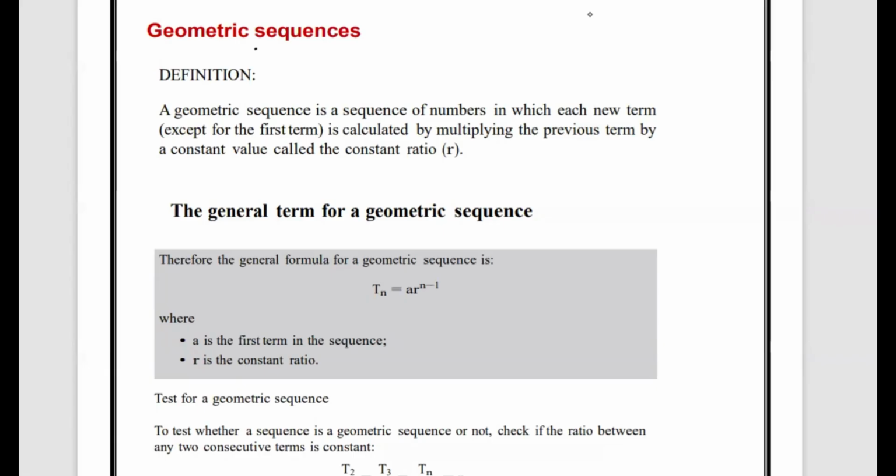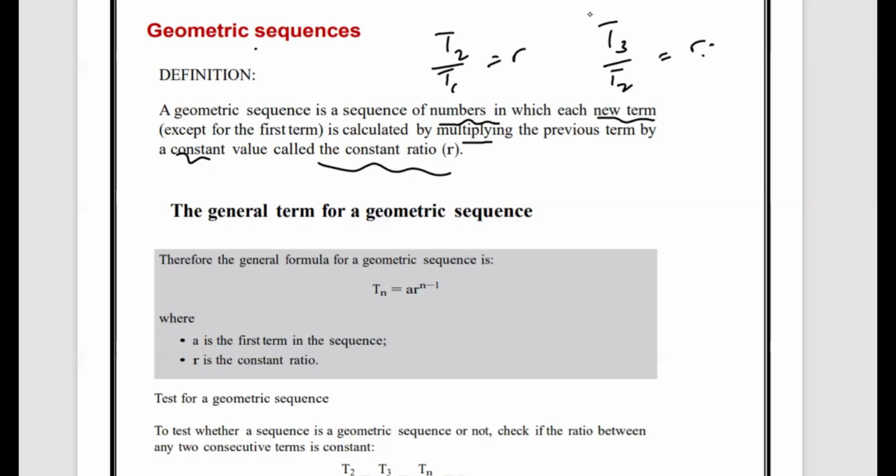So we know that a geometric sequence is a sequence of numbers in which each new term, except the first term, is calculated by multiplying the previous term by a constant value. So this constant value is what we know as the common ratio. So if we get T2 divided by T1, we get the ratio. T3 divided by T2 gives us the ratio. For as long as that number is constant across the terms, then we're going to say that is a geometric sequence or geometric pattern. Unlike the arithmetic, where we do just addition and subtraction, in this case, it's just going to be a multiplication or a division.